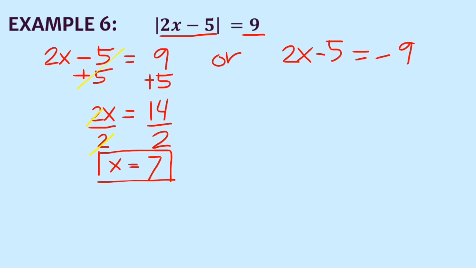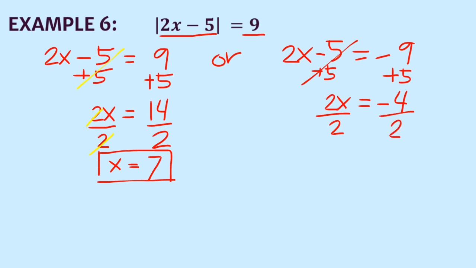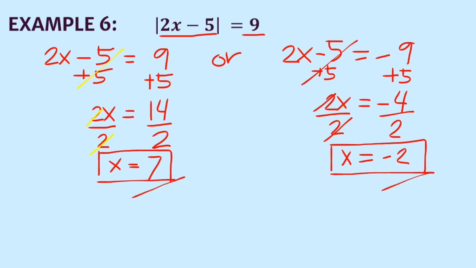Okay, for the second statement, we have to add 5 on both sides. And this will be eliminated and we are left with 2x. And what is negative 9 plus 5? It is negative 4. Now let's divide this by 2. Now we're left with x. What is negative 4 divided by 2? It is negative 2. Now, to check if 7 and negative 2 are our solutions, we have to do the checking.